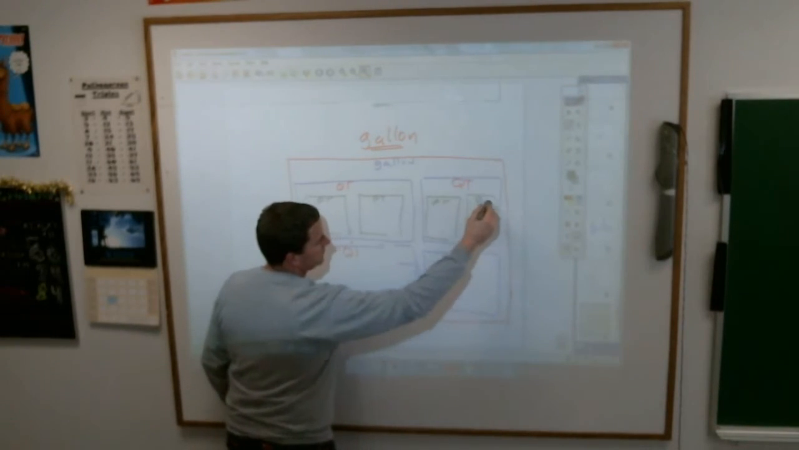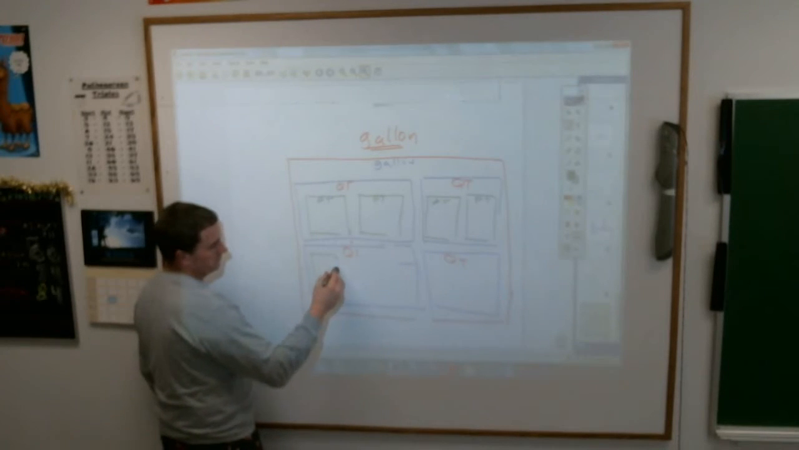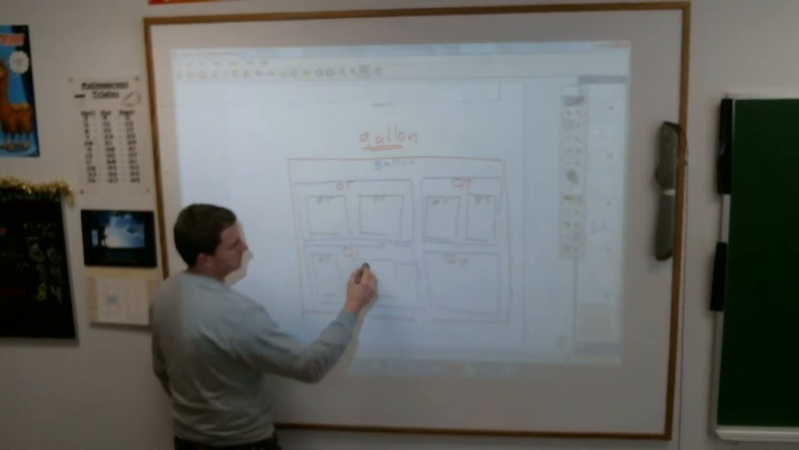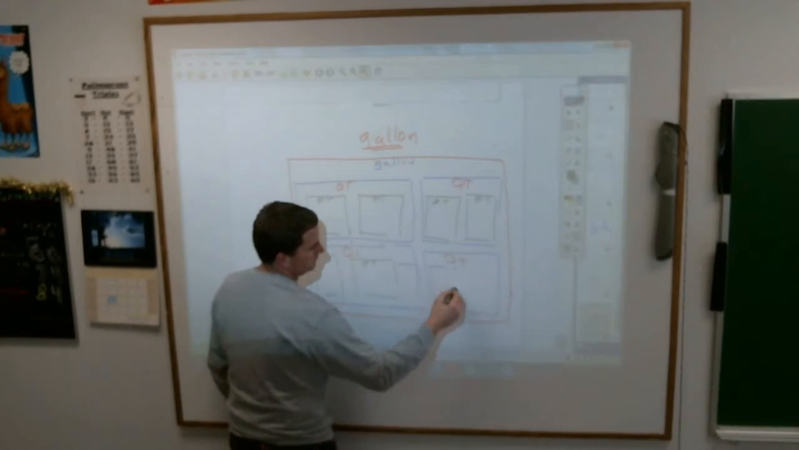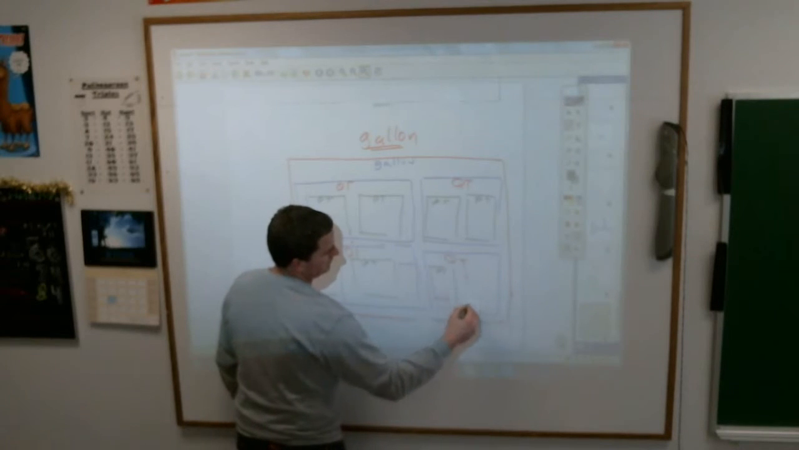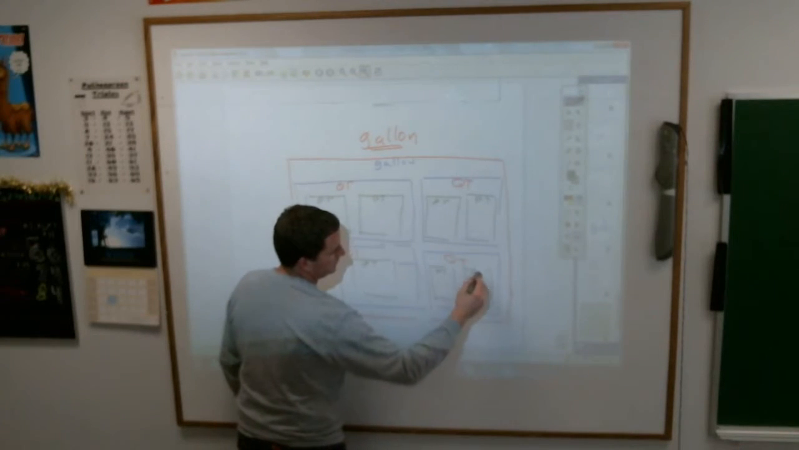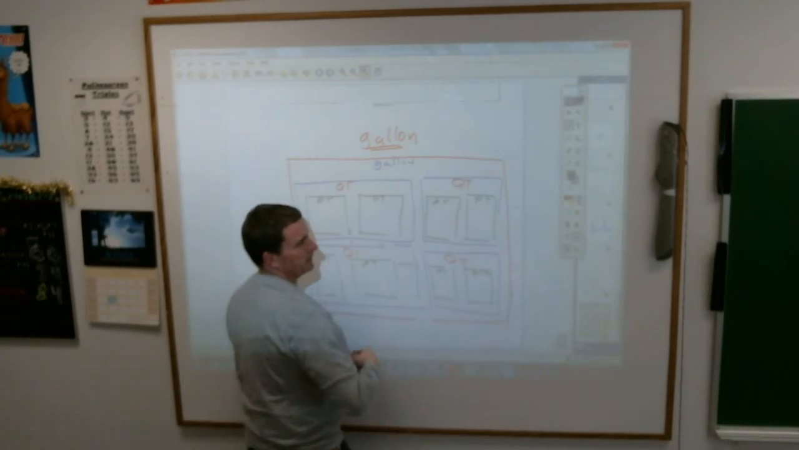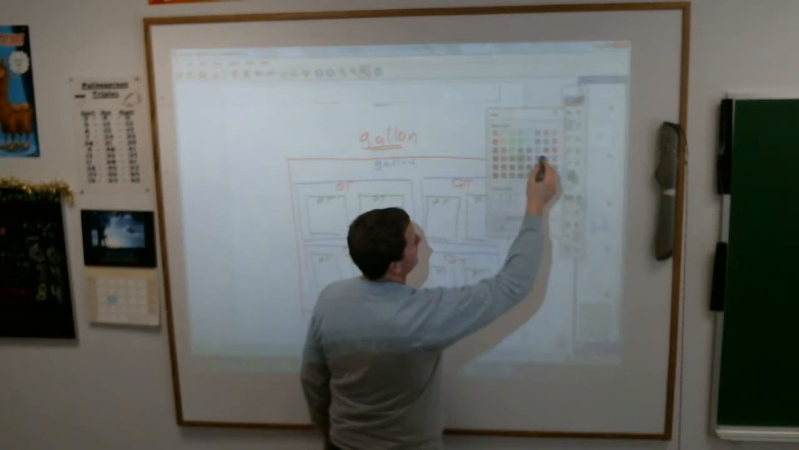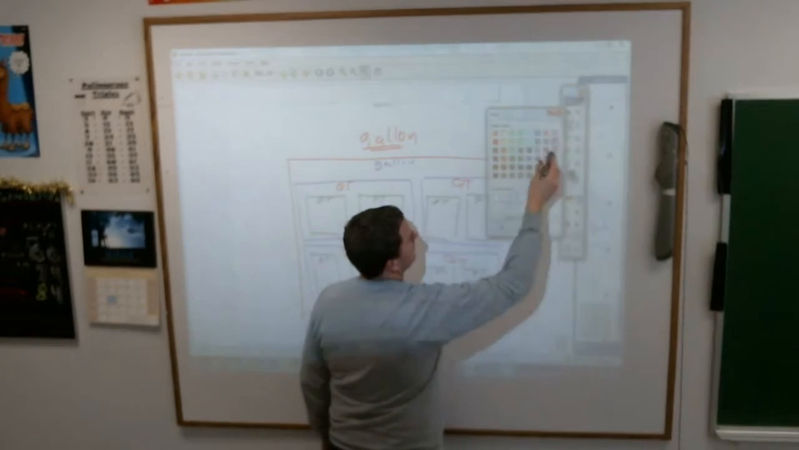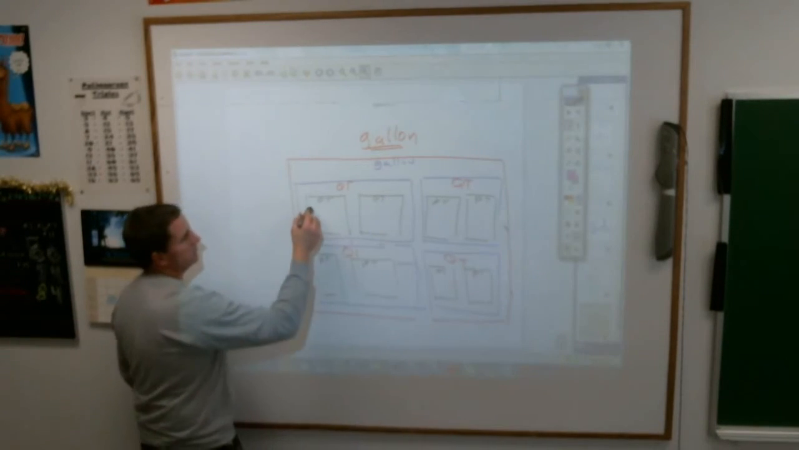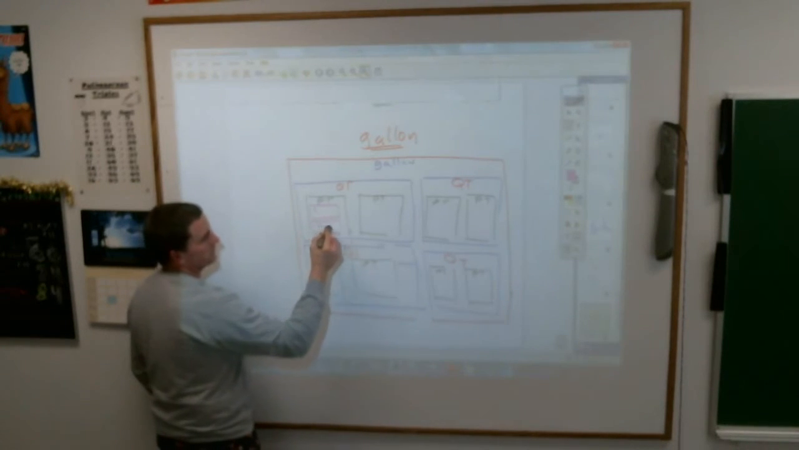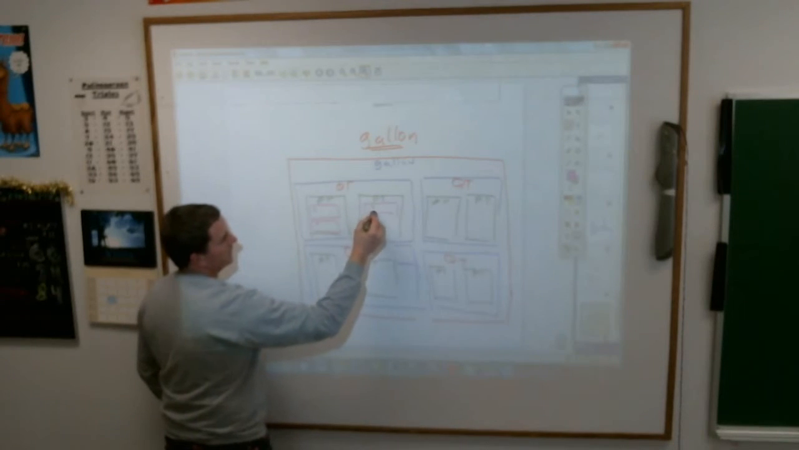I just want to draw all this. So in a gallon, we have 2, 4, 6, 8 pints. We take our pints, how many cups are in a pint? 2. So every pint gets 2 cups in it. Draw little C's for cups. This is going to take a while.